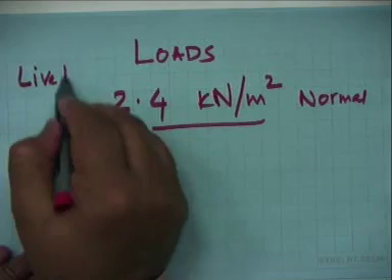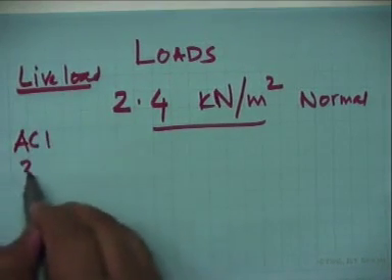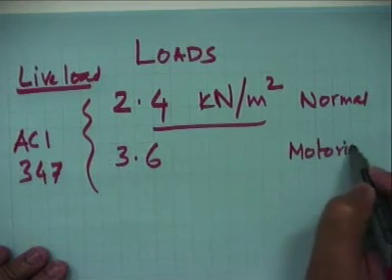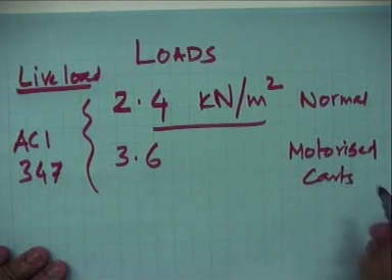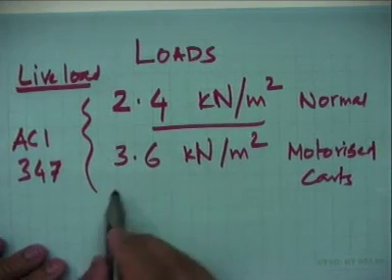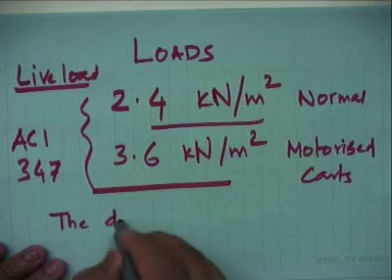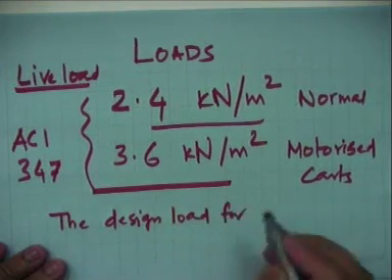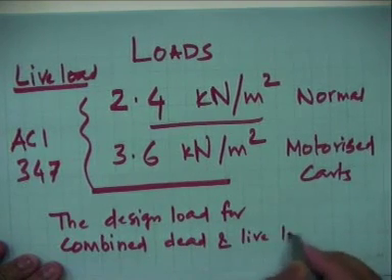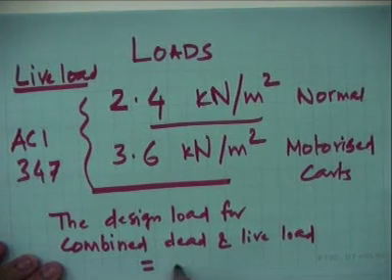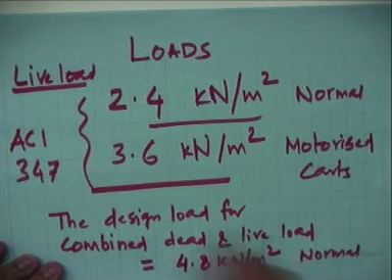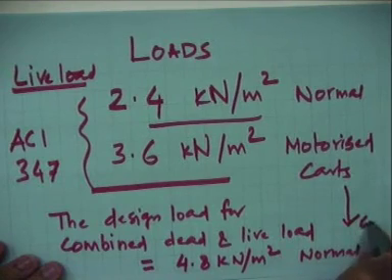Remember, we are discussing live load, and this is as per ACI 347. If you are using motorized buggies, motorized carts for shifting of concrete, then they recommend higher load. They also tell you that the design load for combined dead and live load should be 4.8 kilonewton per meter square for normal cases, and if you are using motorized carts, then it should be 6 kilonewton per square meter.